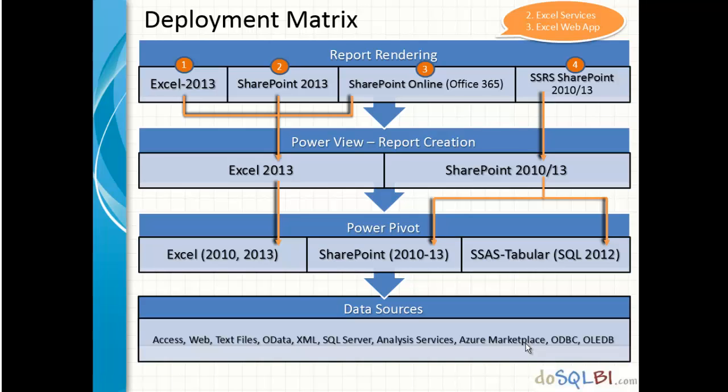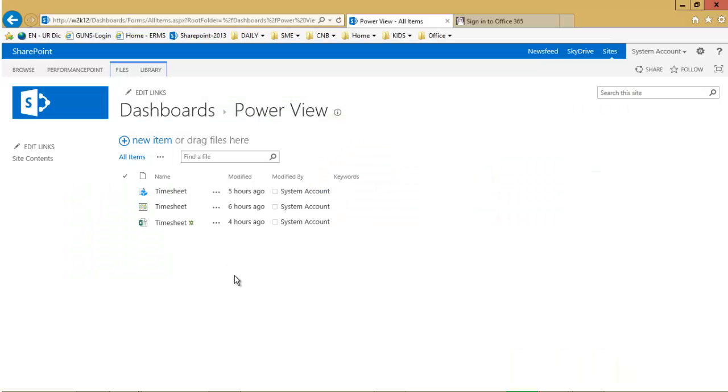We will now take a look at the deployments of these reports, where we will see Excel 2013, which we have already seen when we went over the solution walkthrough in our previous video. In this one we will concentrate on item 2, 3 and 4. Let's switch to show you my list view here.